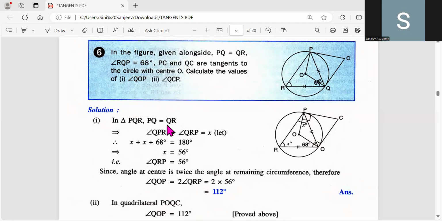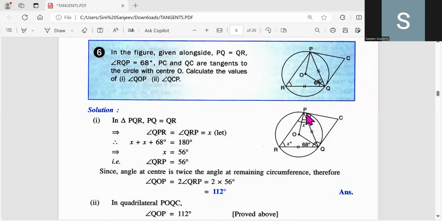Okay. So coming to the first triangle, PQR. Everything is given. PQ and PR are equal, correct? So the two base angles are also equal. So what is my PQR? It is given, I think, 68 degree. So these two angles are equal, both are x. Then what is given? QRP. QRP is equal to x.